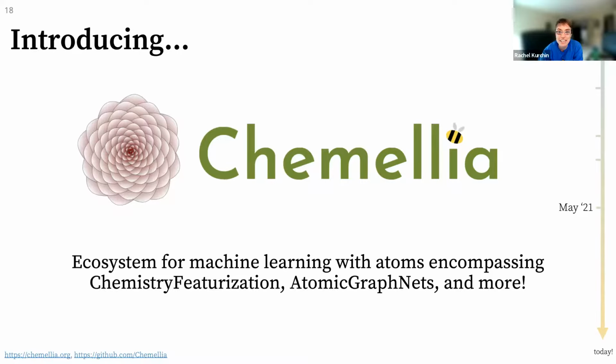And so the idea of this Chemellia ecosystem is exactly this: an ecosystem for machine learning with atoms that encompasses these packages that I've talked about, as well as a few other things, some of which I'll touch on a bit later. The thought is that chemistry featurization is in some ways an entry point to this, that you would use that to do the featurization and then create these objects that you can feed into these models that would also be a part of this ecosystem.